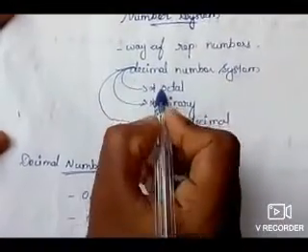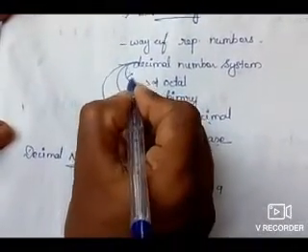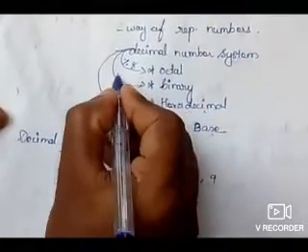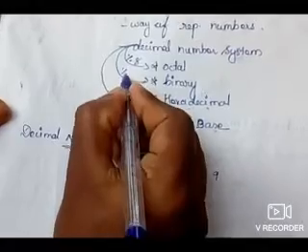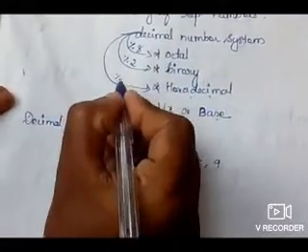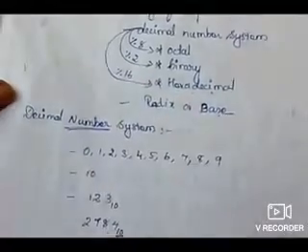How did we do decimal to octal conversion? By repetitive division by 8. Decimal to binary conversion we did by repetitive division by 2. Decimal to hexadecimal conversion we did by repetitive division by 16. Did you understand?